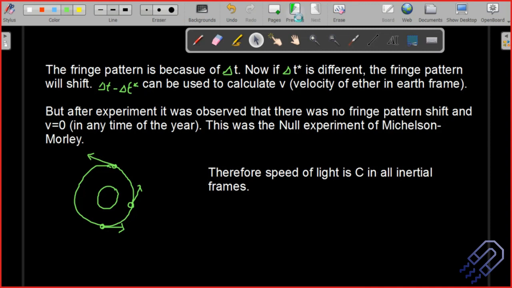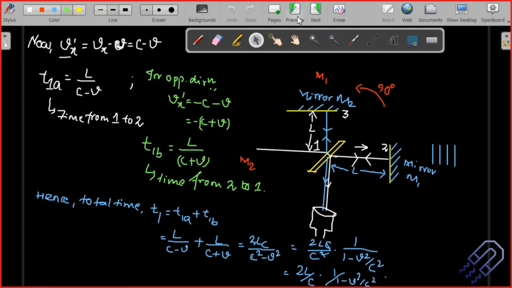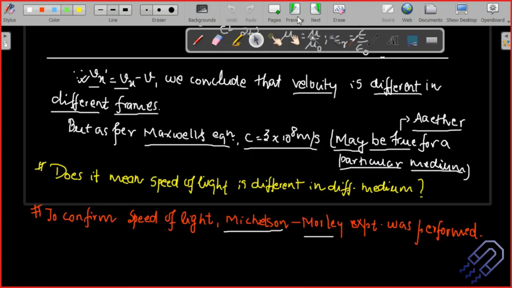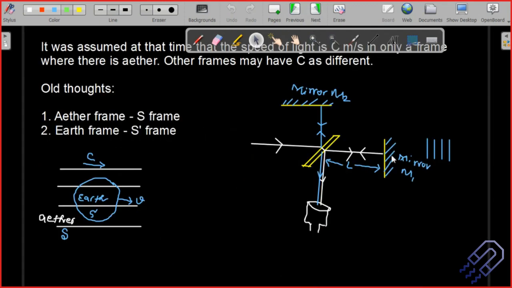Let's just do a very quick revision here. They made this setup and measured the time of light going from here to here and then coming back. Then they also measured the time going here to here and coming back, and it was observed that there was a time difference. If the combination of these two rays is observed through a telescope, a fringe pattern is seen. So a fringe pattern was observed. That was simple.